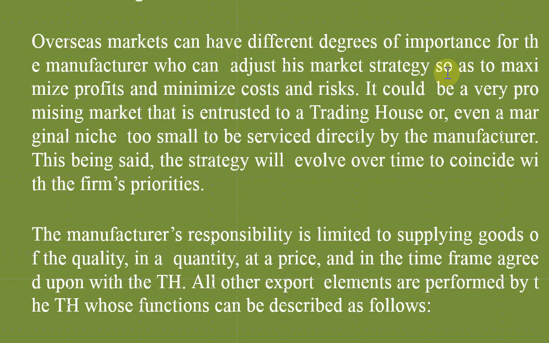Once you hire this kind of intermediary brokerage called a trade house, which is usually called a brokerage intermediary in Canada, but in other areas we have a similar, not exactly the same, brokerage system connecting exporters and buyers. Once you hire your trade house, the manufacturer's responsibility is limited to supplying goods of the quantity and quality, at a price and time frame agreed with the trade house. All other export elements are performed by the trade house, whose functions can be described as follows.